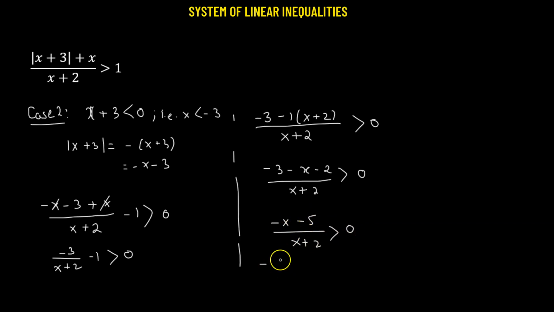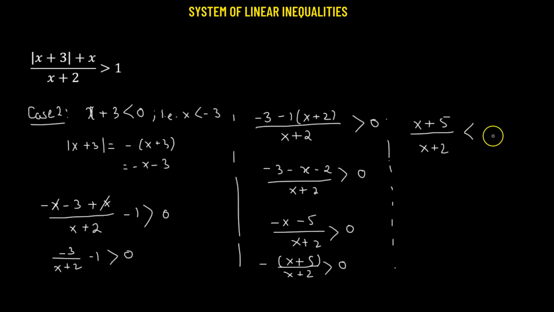Now we'll take negative as the common factor in the numerator. So we have x plus 5 divided by x plus 2 greater than 0. And we want to get rid of this negative sign by multiplying negative 1 to both sides. But we have to be careful. Whenever we multiply with a negative number, the sign of the inequality changes. That means x plus 5 divided by x plus 2, when we multiply with negative 1 to make it positive, will become less than 0 times negative 1, which is 0. Now our task will be to solve this particular linear inequality.